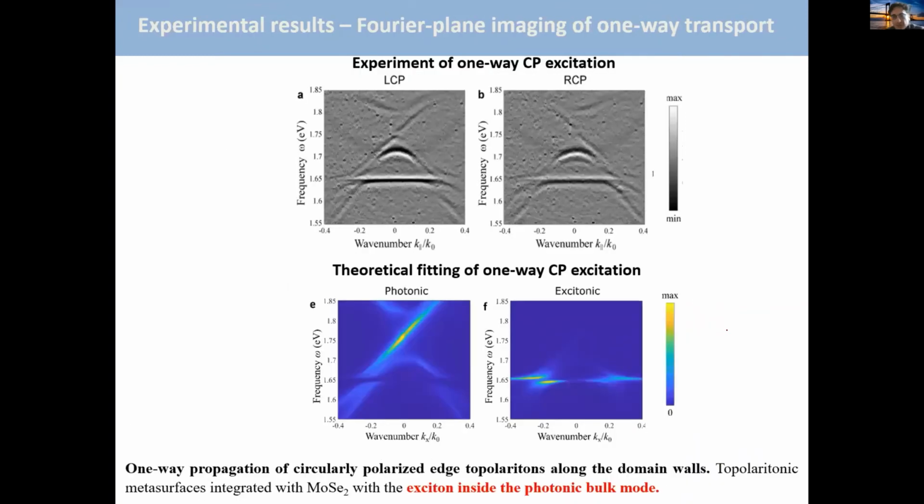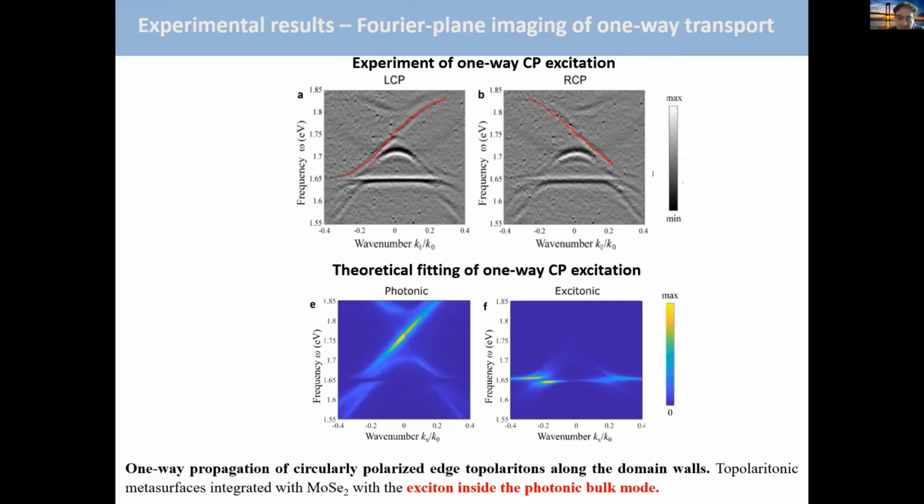So we also demonstrated one-way propagation of our topological exciton polaritons by exciting modes at the boundary with circularly polarized light. You can see here the unidirectional character of these modes. For left circularly polarized light, we only see exciton polariton modes with positive group velocity. For the opposite handedness, it's negative group velocity.